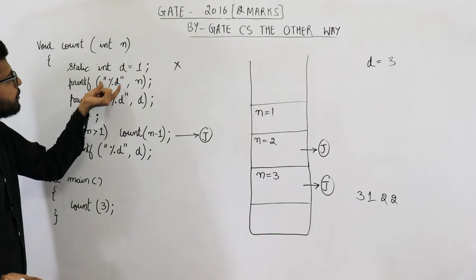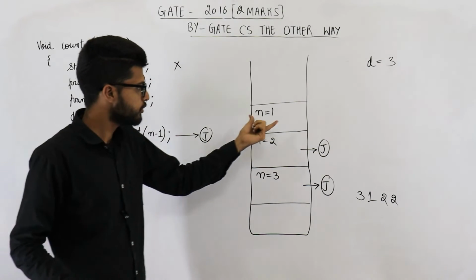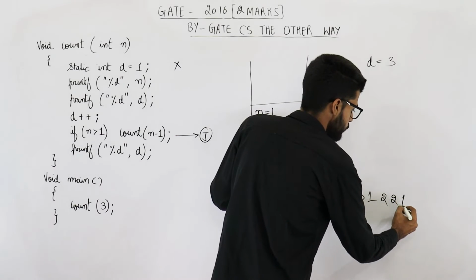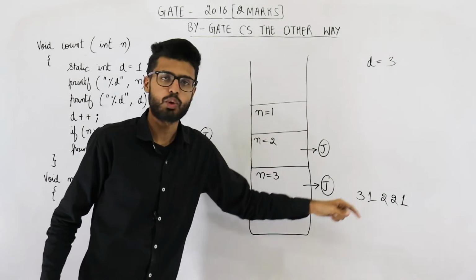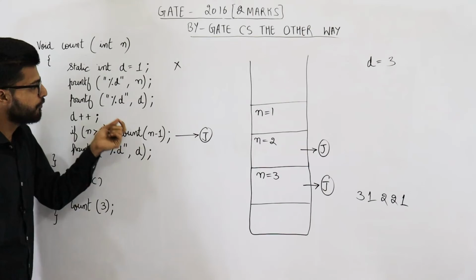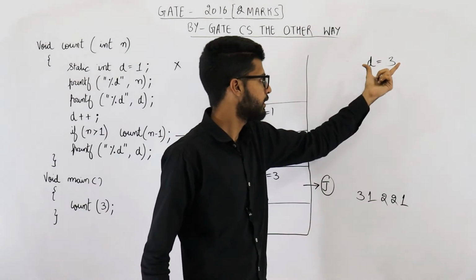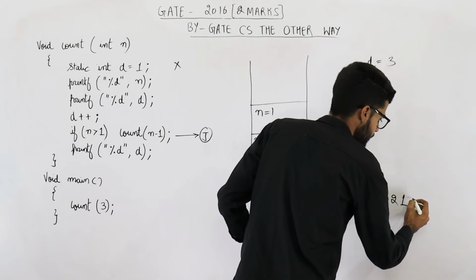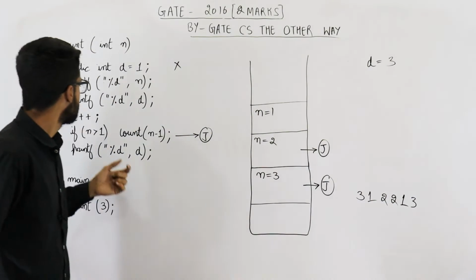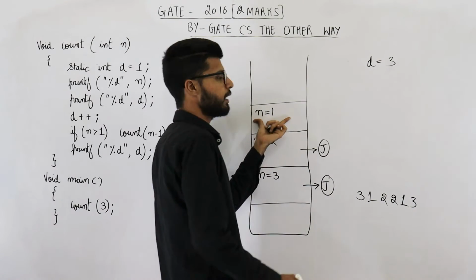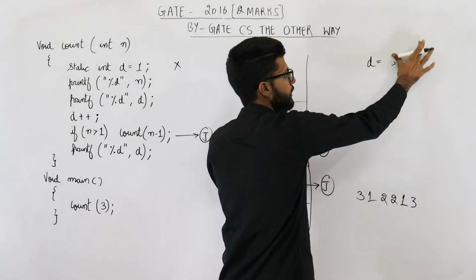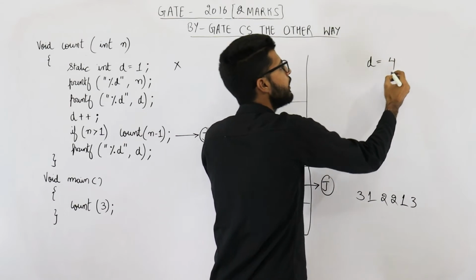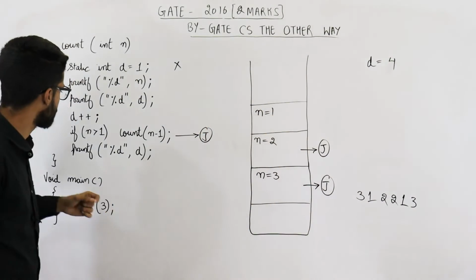Then printf %d n. That means this function wants to print whatever is the value of n. For this function, n is 1. Then printf d. You cannot find any d here, then look in the data section. So you can find a d, it will be printed. Then d++. Similarly, you cannot find any d here, so you will look in the data section, you will find a d, and then you will increment it to 4.